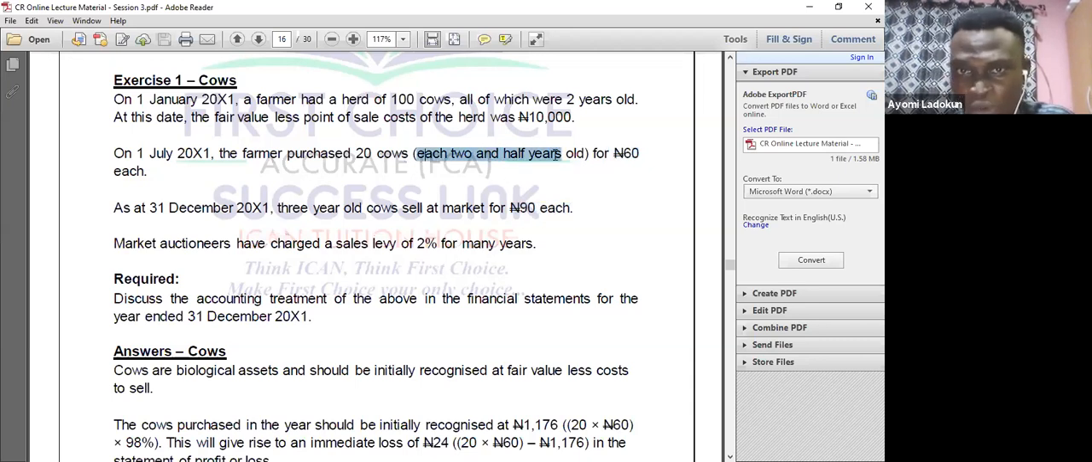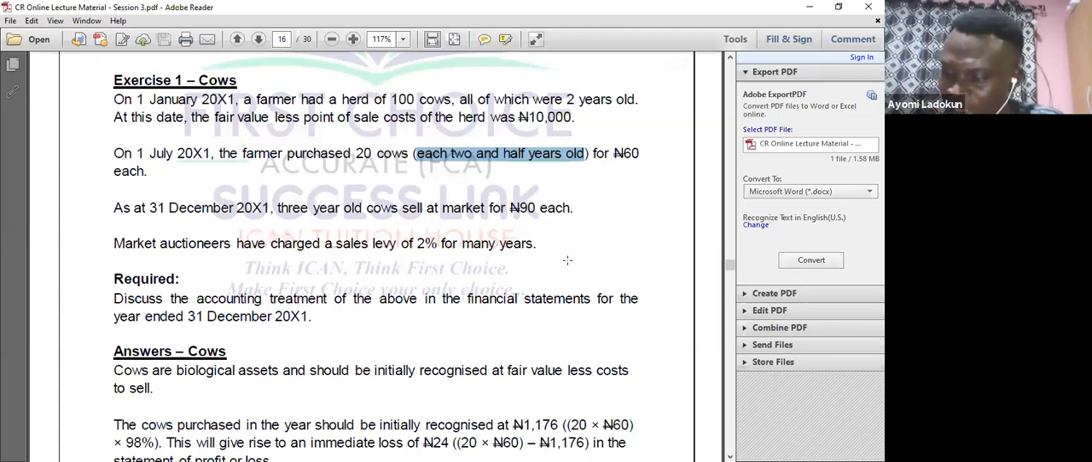Even the 2.5-year-old cows that I bought then would have grown into 3-year-olds. Okay, so what will I need to do here? I will now say value at year end. So how do I get my value at year end?